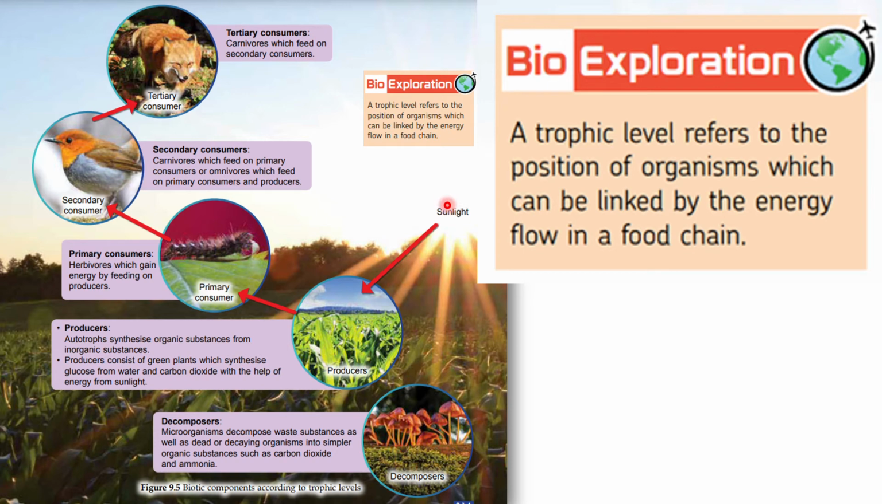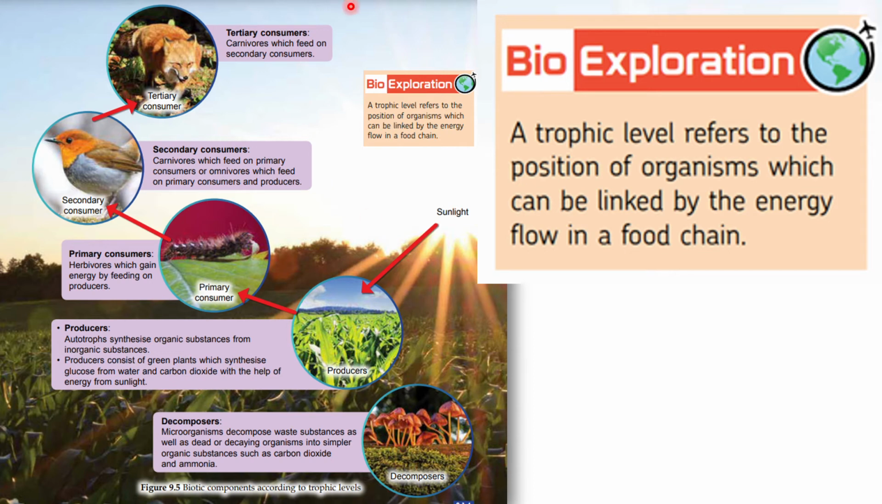Jadi inilah salah satu contoh rantai makanan. Okay, so the trophic level refers to the position, kedudukan setiap satu organisme di sini yang dihubungkan dengan the energy flow which is in the food chain.